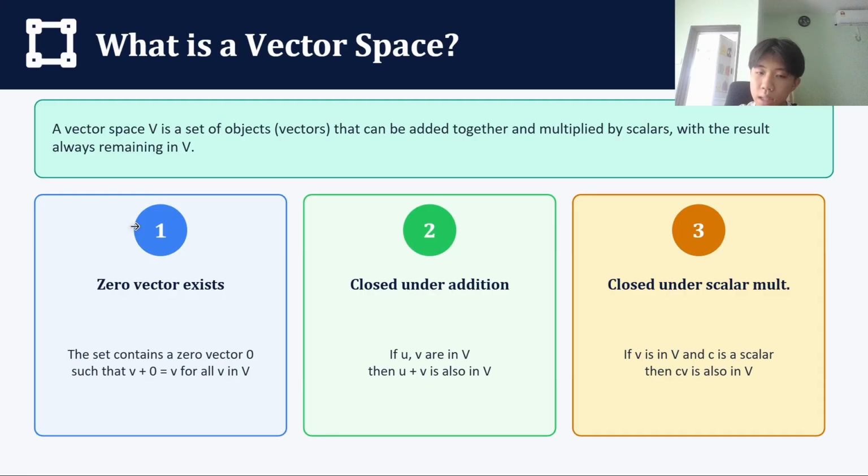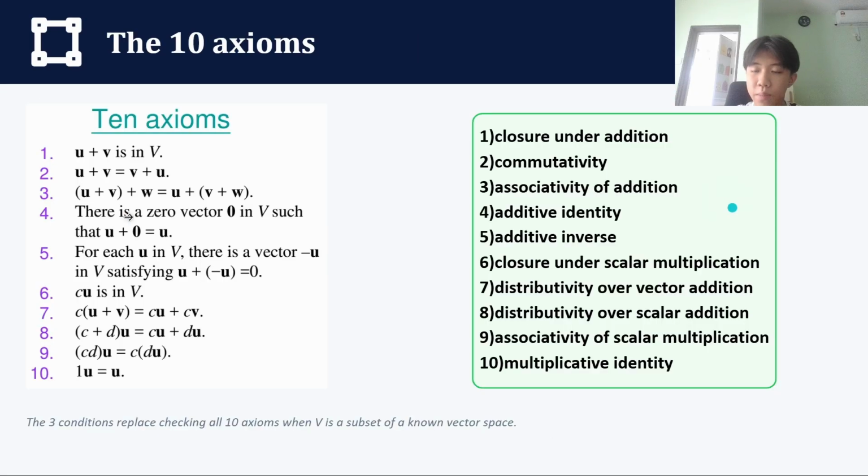Firstly, the zero vector must exist, so that there is always a neutral element that you can add without changing anything. Next, we have closure under addition, which means that if you add two vectors within the vector space, the resulting vector will always also stay within the same set. And lastly, it is closed under scalar multiplication. So if you multiply a vector within the vector space by a constant, the resulting answer will also be within the vector space. And if these three hold true, then it is a valid vector space. And these are the 10 axioms I was talking about, but I won't go through them individually.